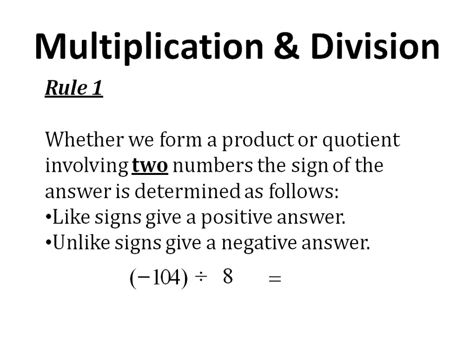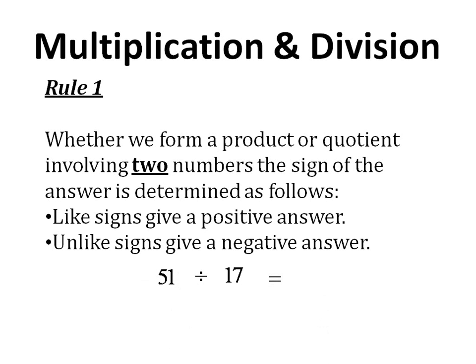We have a negative 104, and the sign of the 8 is not there. We assume that it is a positive 8. The numbers therefore are accompanied by different signs. Unlike signs give a negative answer. We are going to have a negative answer, a negative 13.